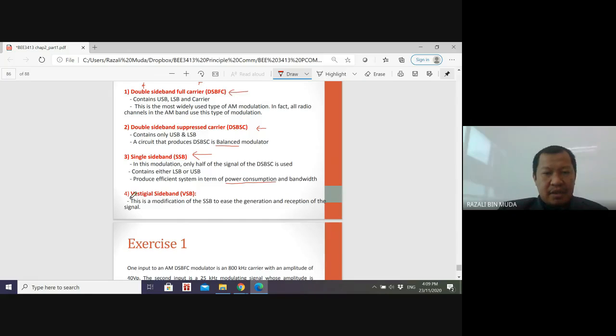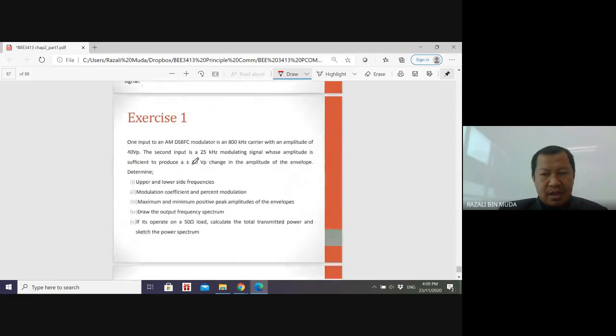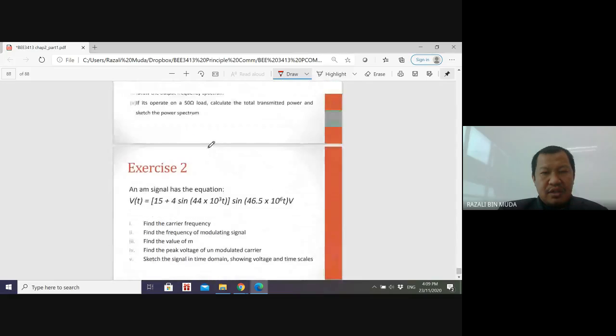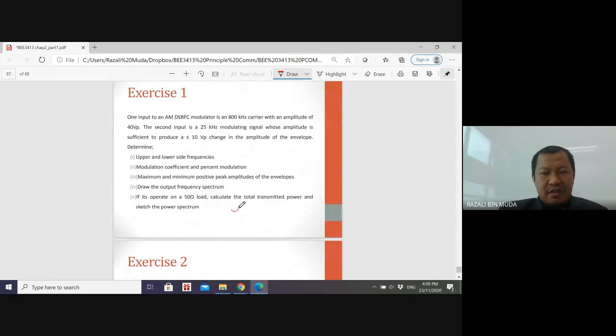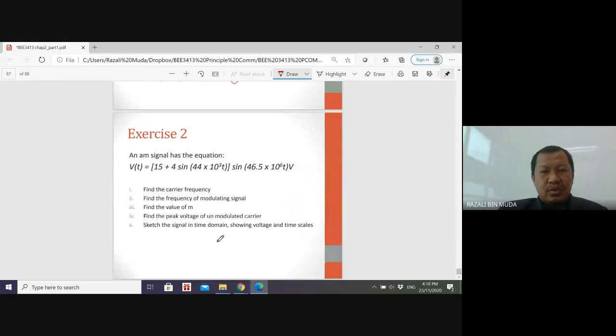Type number 4 is vestigial sideband. This is a modification of the single sideband to ease the generation and reception of the signal. If you want to know more about this, you can look for the information on your own. Okay, exercise 2. Try to do this exercise. If I have time, I will do some exercises in Kalam for this question.